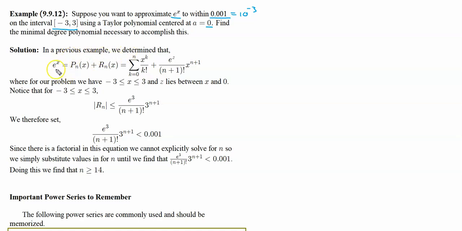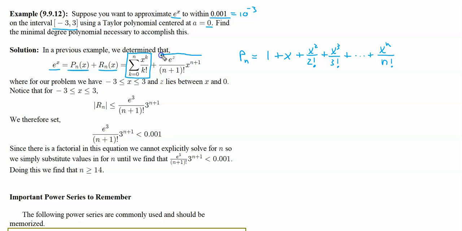Now let's recall that the exponential function e to the x can be written like this. So here's your Taylor polynomial plus your remainder term. Now the Taylor polynomial, remember, it looks like this. Okay, so that's your nth degree Taylor polynomial. And then this is your remainder term right here.